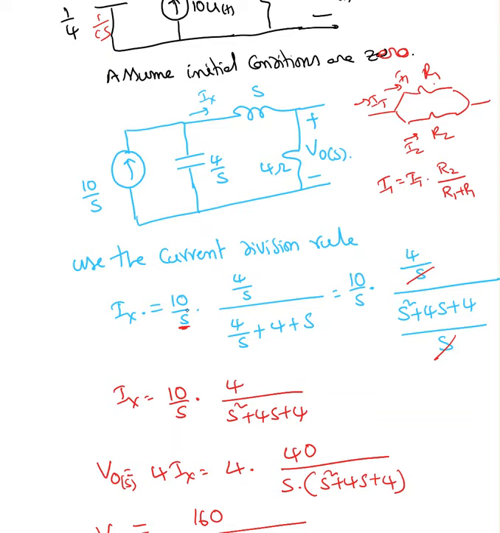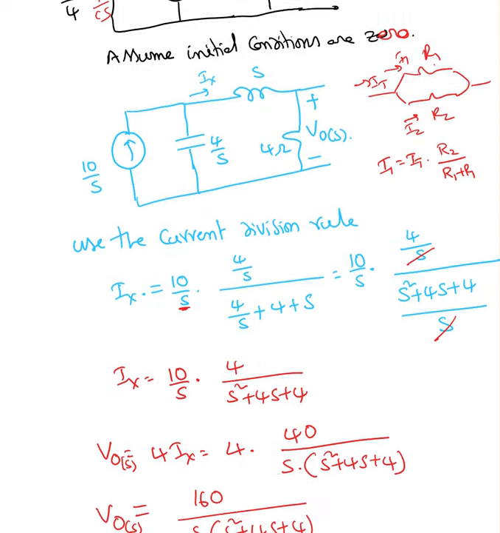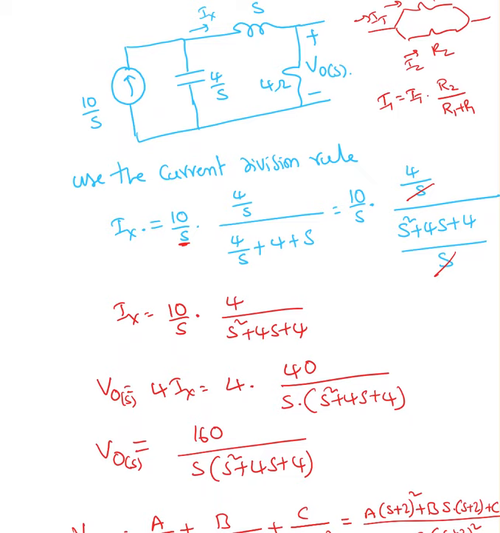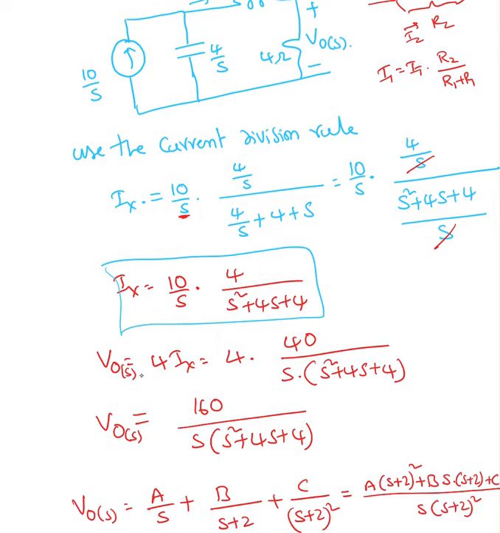So 10 over S, that's the total current, multiplied by opposite, which is 4 over S, divided by impedance. I used impedance here, 4 over S divided by 4 over S plus 4 plus S. This is nothing but 4 plus S, these two are in series. After simplifying it, I end up with Ix equal to 10 over S times 4 over S square plus 4S plus 4. Now V naught of S is nothing but 4 times Ix.